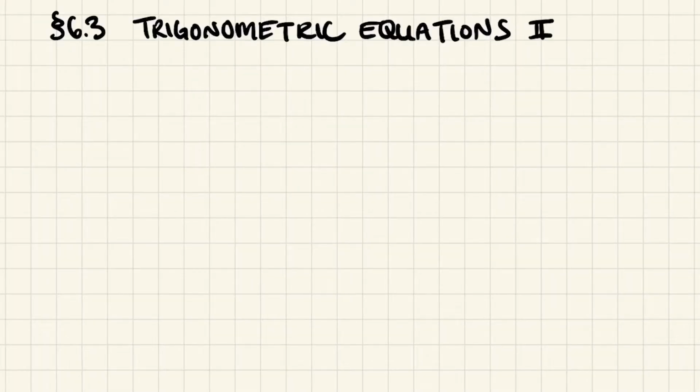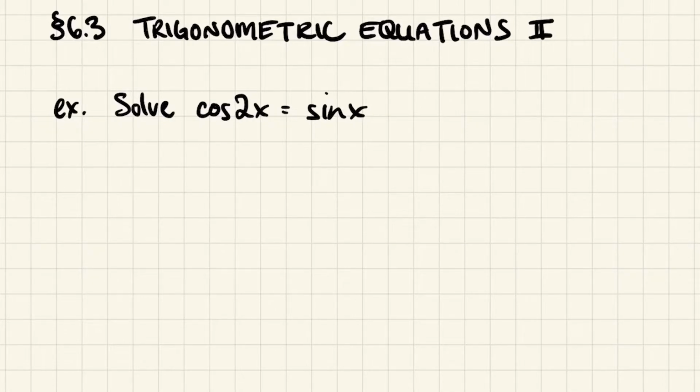All right, this is section 6.3, Trigonometric Equations, Part 2. And there's not much different from this section to the previous one, 6.2, other than most of the examples here are going to have a double angle or a half angle in them. And so we need to manage that in some way. So let's look at our first example here.